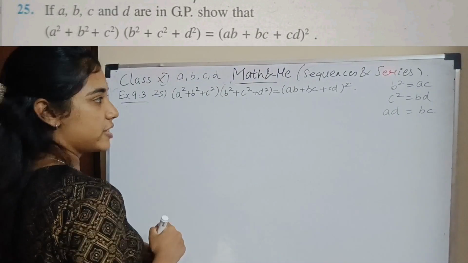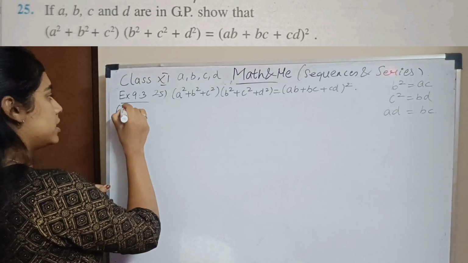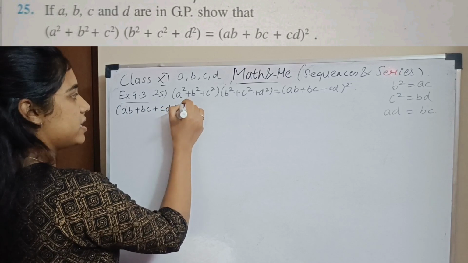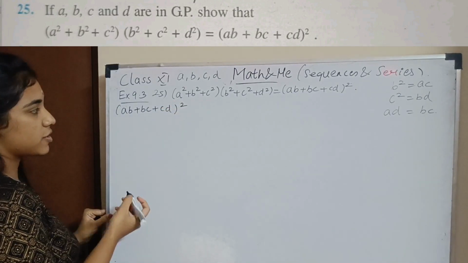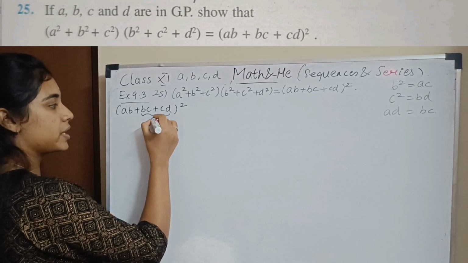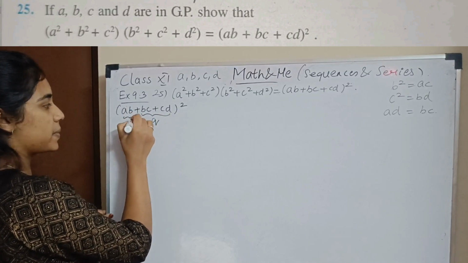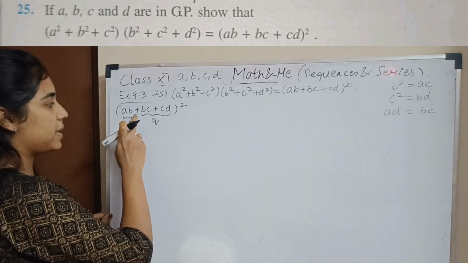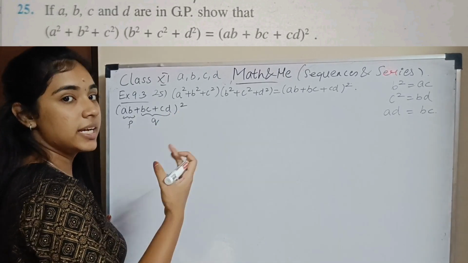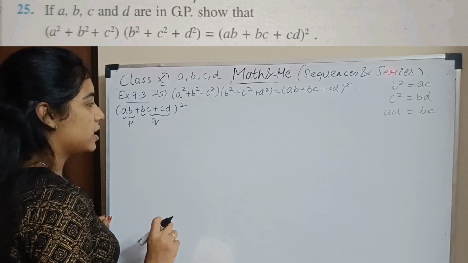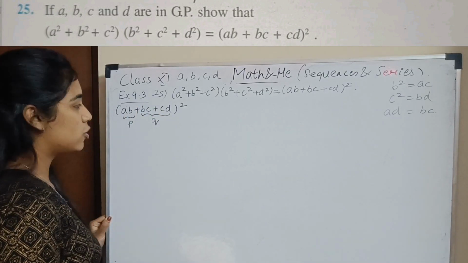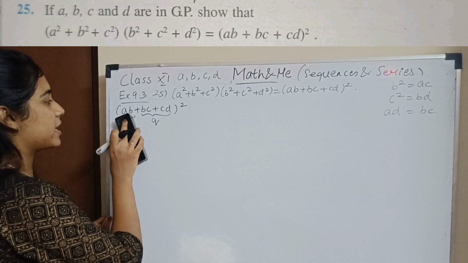I'm going to take the RHS. What do I have? AB plus BC plus CD the whole square. So this is of the form, let me take this as Q and this is P. So what is the formula? P plus Q the whole square. It is like A plus B the whole square. So what is it? A square plus B square plus 2AB. But what is your B square here? It is BC plus CD the whole square. Okay? So let me take them individually.